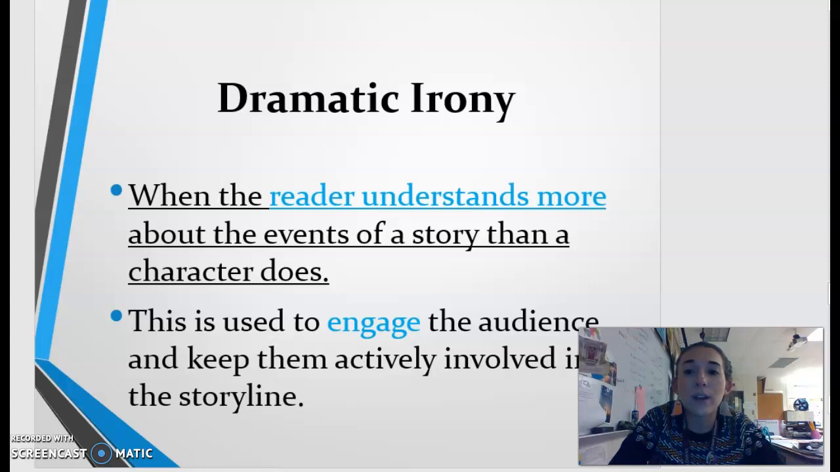We're now going to talk about dramatic irony, when the reader understands more about the events of a story than a character does. This is used to engage the audience and keep them actively involved in the storyline.